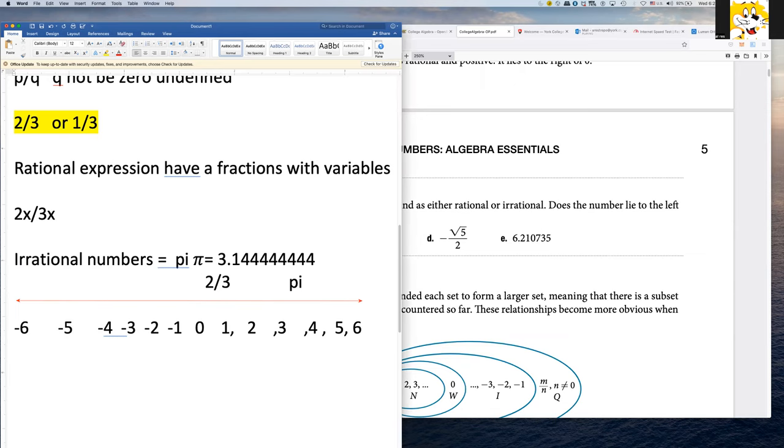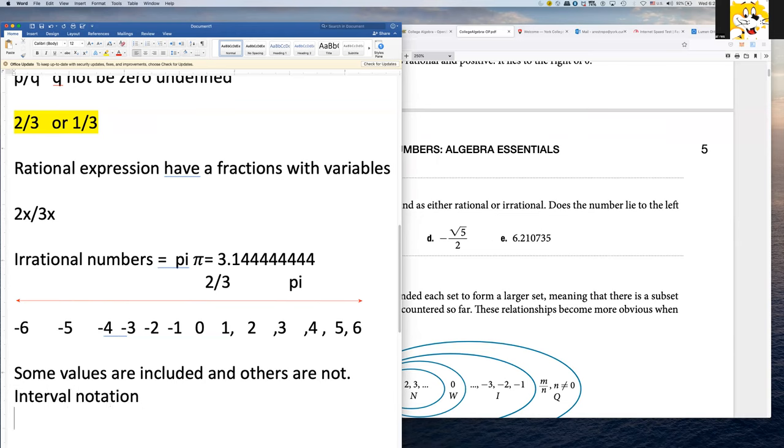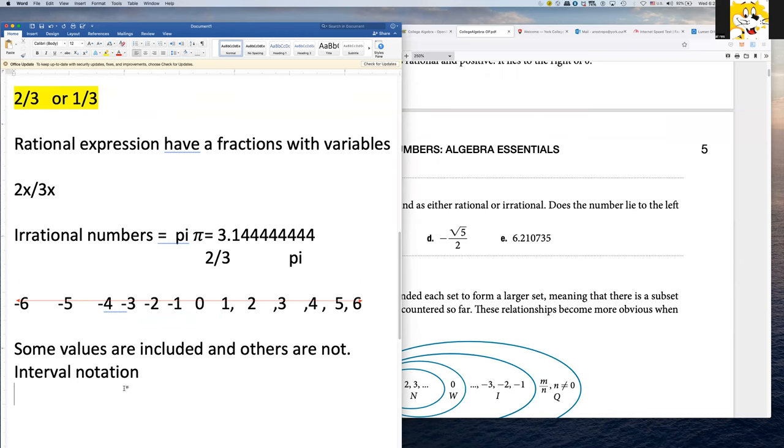Now, you have to be very careful with the number line because some values are included and others are not. So how do you know what's included? How do you know what's not included? Well, we have something called interval notation. And interval notation will tell us on a number line what will be included and what won't be included.